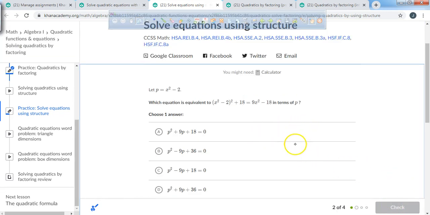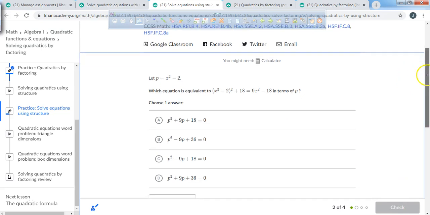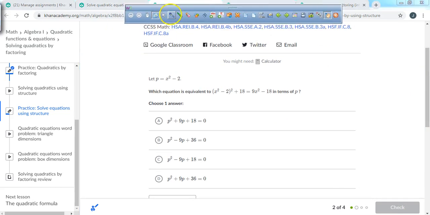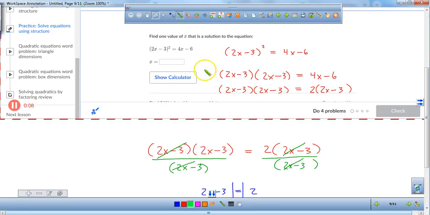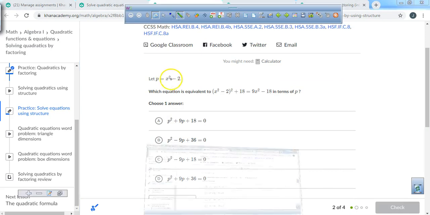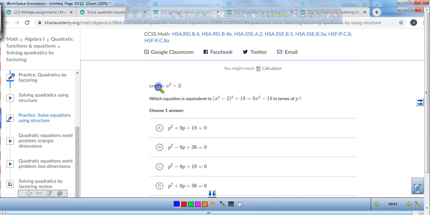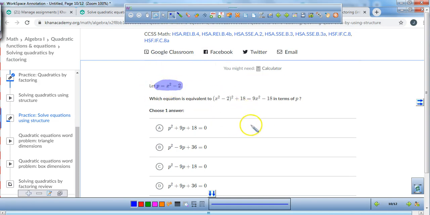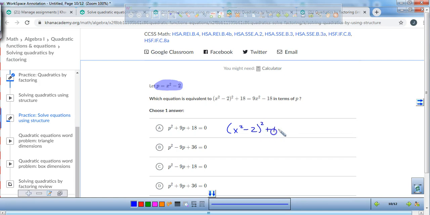All right, this one is a little bit harder and trickier, but I'll show you what it's looking for. On this problem, you're probably going to have to pause and write certain things down. The important thing here is that it says p is equal to x squared minus 2. That's super, super important. So just remember, p is equal to x squared minus 2. I'm going to write (x squared minus 2) squared plus 18 equals 9x squared minus 18.